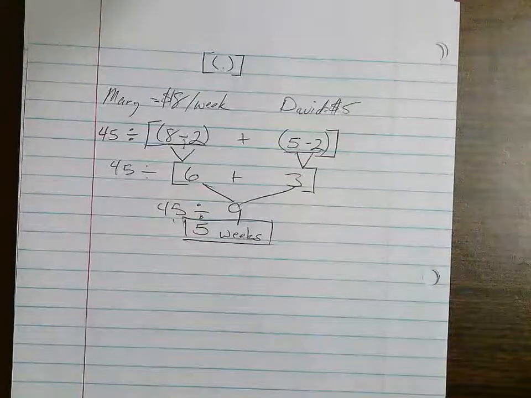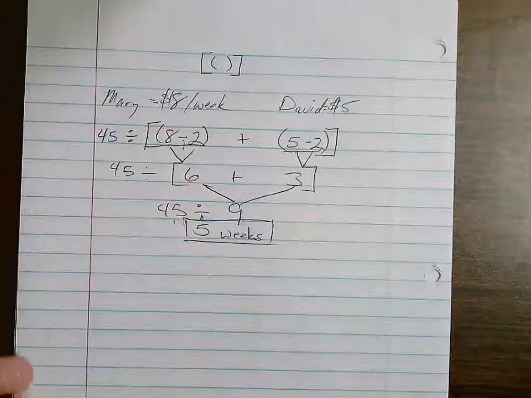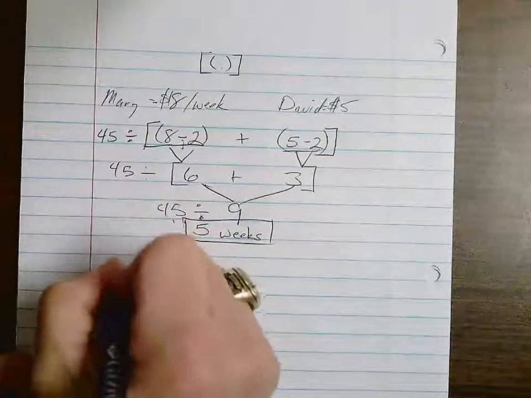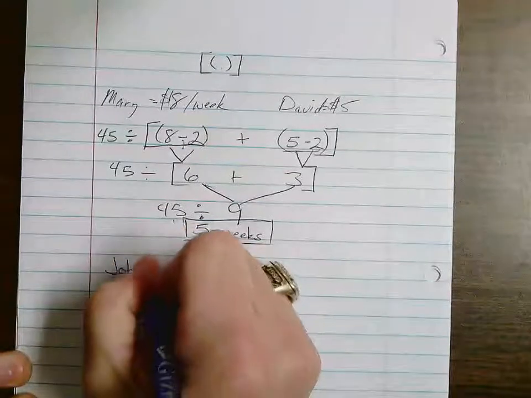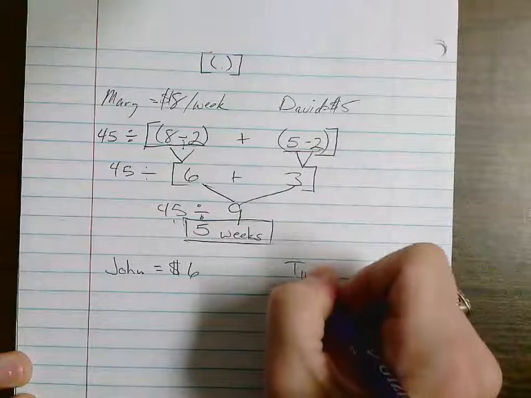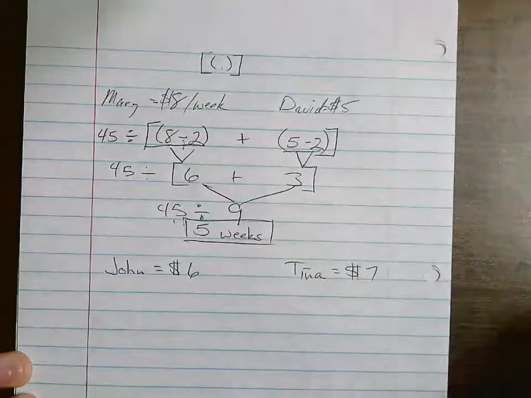Now, let's try one more. This time, we have John and his sister Tina. They also get an allowance, and they're also trying to save some money. So, John gets $6 a week. Tina gets $7 a week. She must be an older sister.